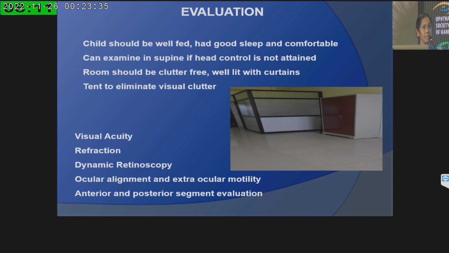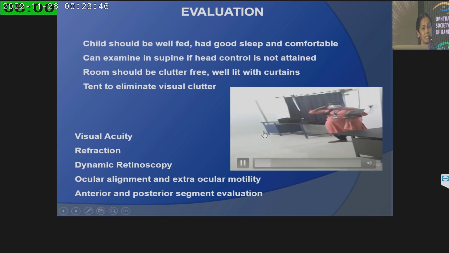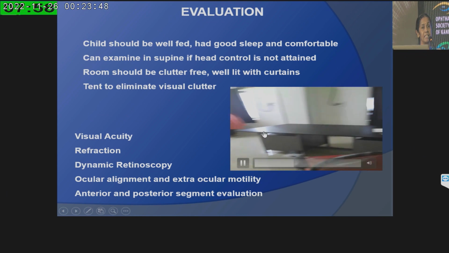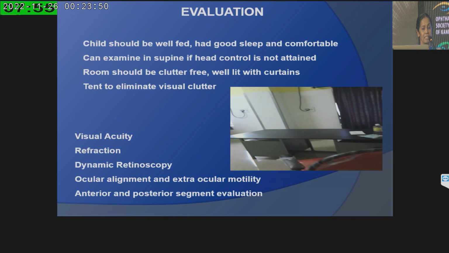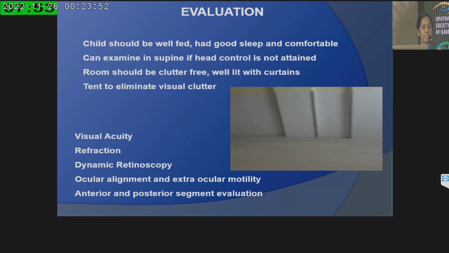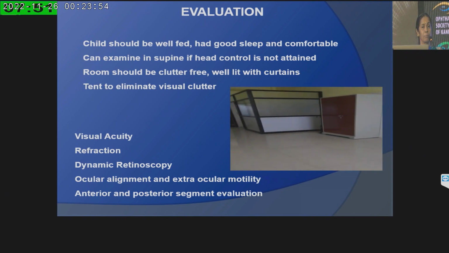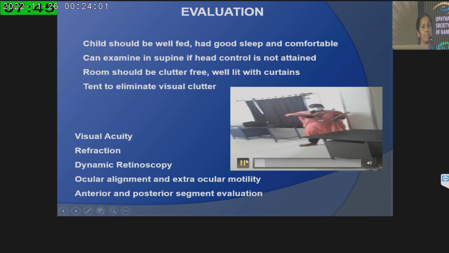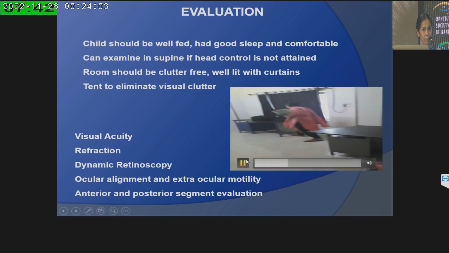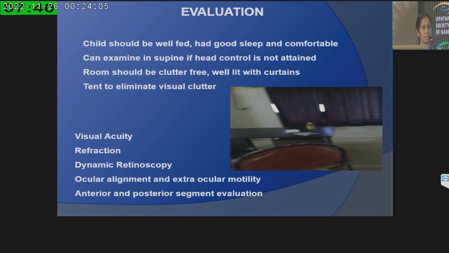In CVI, the easiest and most cost-effective intervention is spectacle correction. So please ask the child to go for a good refraction and spectacle correction. Then dynamic retinoscopy, that is very important because in some studies it is shown that around 50% of cerebral palsy and 80% of Down syndrome children can have lack of accommodation.